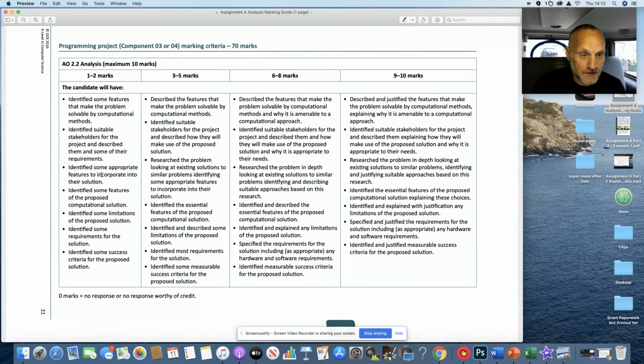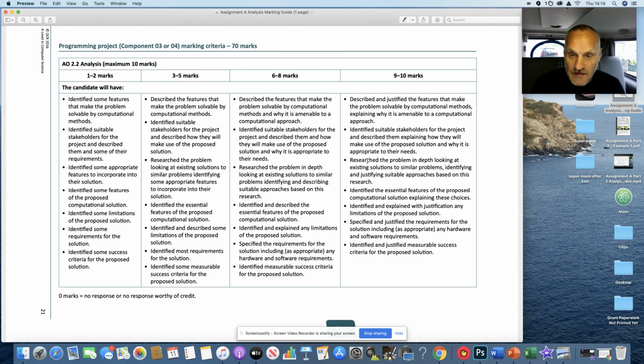Identify some appropriate features to incorporate into your solution. Identify some features of the proposed computational solution. Identify some limitations, and so on and so on. Over here, the top band, and this is really important that you go for this because everybody, I should think, is capable of getting the top band in analysis and in design, regardless of how good your programming skills are. And that's what you should aim for.